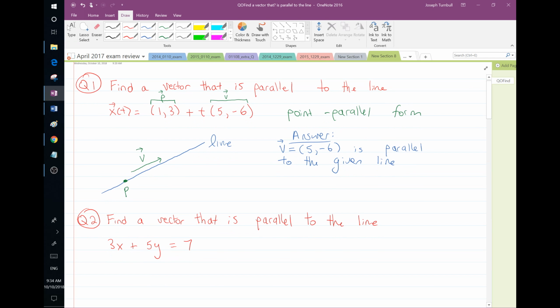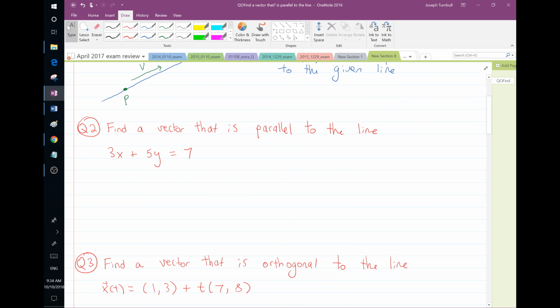Okay, second one. We're given a similar question, find a vector that is parallel to the line 3x plus 5y is equal to 7, except here we don't have a line given in point parallel form. We have a line given in point normal form. Now, this form for a line is perfectly fine in 2D. We can't do it in 3D. In 3D, point normal form defines a plane, but in 2D, it defines a line.